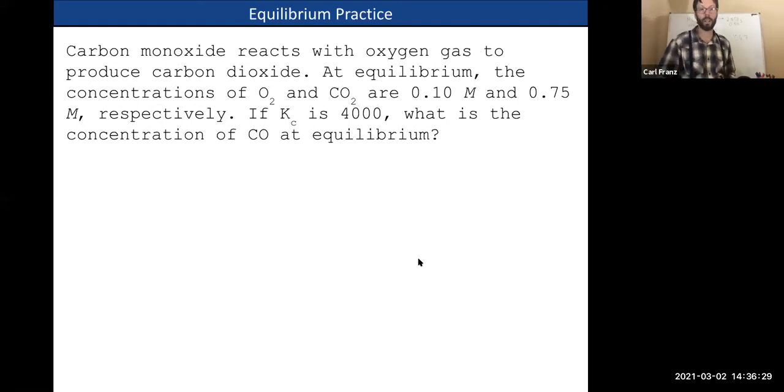Let's do another one here. Carbon monoxide reacts with oxygen to produce carbon dioxide. Equilibrium concentrations for oxygen and carbon dioxide are 0.1 and 0.75. If the Kc is 4,000, what is the concentration of CO at equilibrium? So again, just the same thing, guys, only instead of solving for Kc, we give you the Kc and we ask you to solve for the missing variable, right? So set this one up, do it, and then we'll go over it, okay?